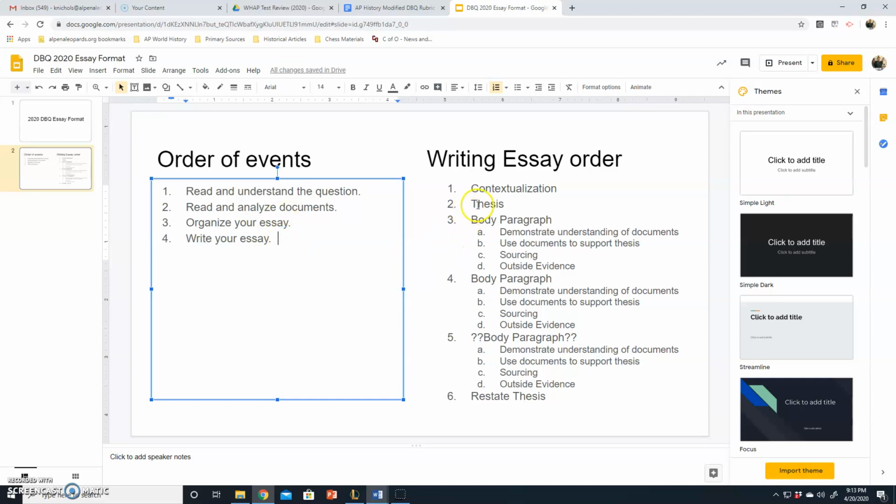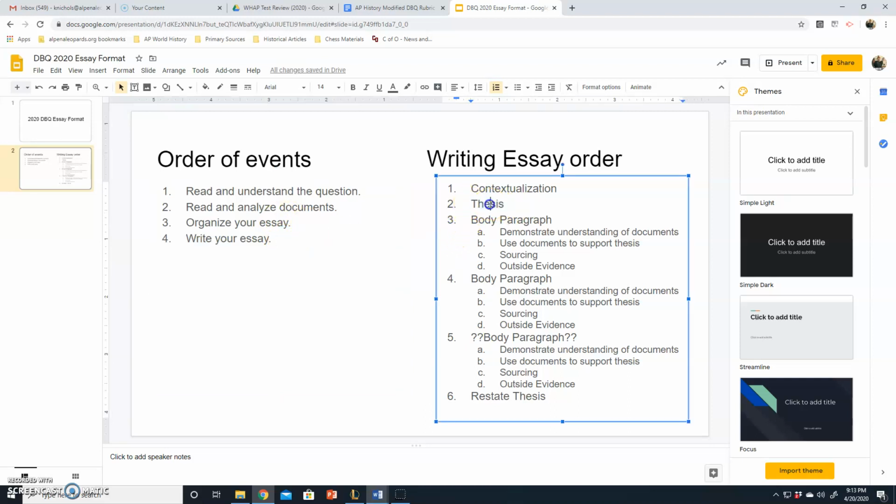Why am I not talking about thesis today? If you're writing your essay, you're going to write your contextualization first. Then you write your thesis. Then you write your body paragraphs. And then at the end, you restate your thesis. Why am I not talking about thesis today?